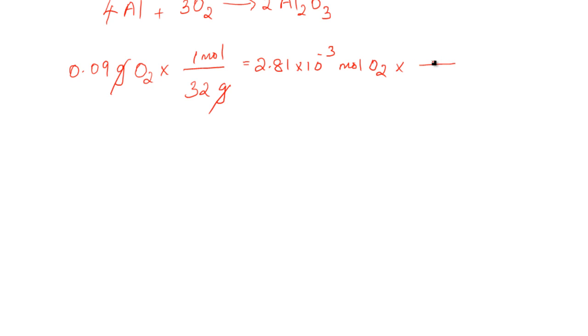How will I use it? Which one on the top, which one on the bottom? Oxygen on the bottom, because that's what I have, right? So 3 moles of oxygen, 4 moles of aluminum. Aluminum is what I'm looking for, right? So that should be on the top. So moles of O2 and moles of O2 will go away. How many moles of aluminum do you have?